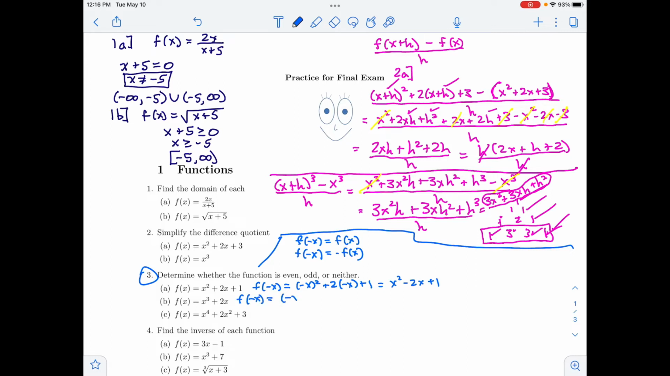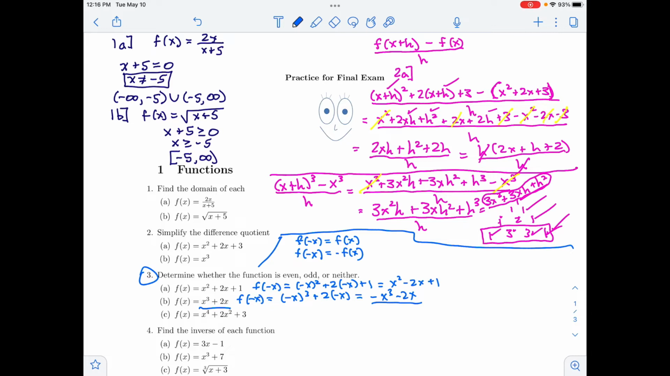So I've got negative x cubed plus 2 times negative x. Now, a negative number raised to an odd power is going to give me a negative. So I get negative x cubed minus 2x. Look at that. That's exactly the opposite of the original function. Therefore, that function is definitely odd. And when it's odd, it means it's symmetric about the origin.